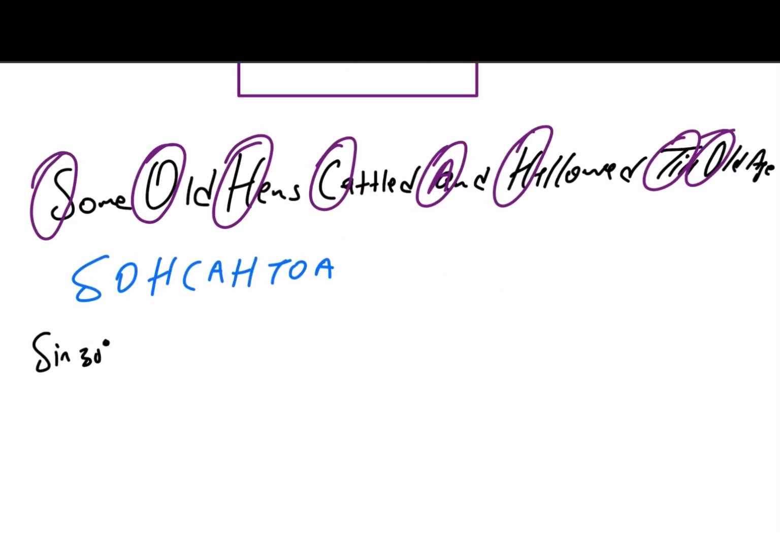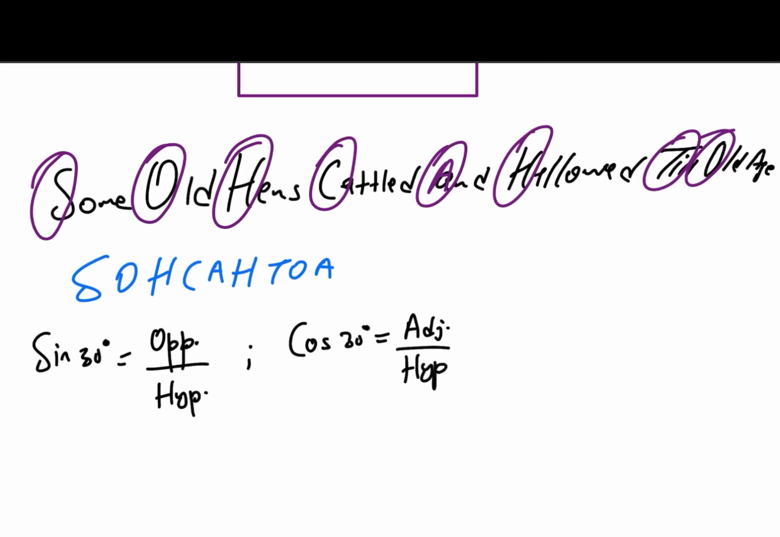Sine of 30 degrees is equal to the opposite side of 30 degrees divided by the hypotenuse side of 30 degrees, and cos 30 degrees is equal to the adjacent side of 30 degrees over the hypotenuse side of 30 degrees, and tan of 30 degrees will be equal to the opposite side of 30 degrees over the adjacent side of 30 degrees.